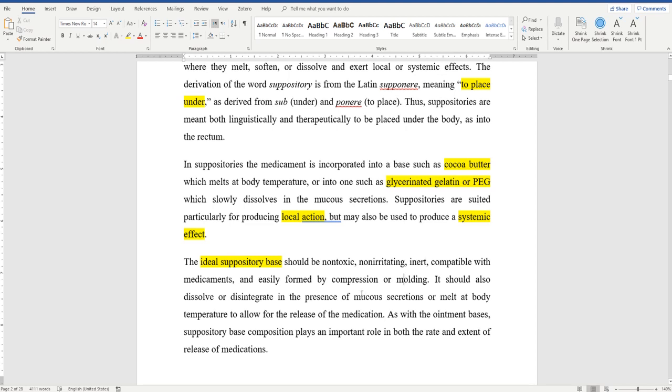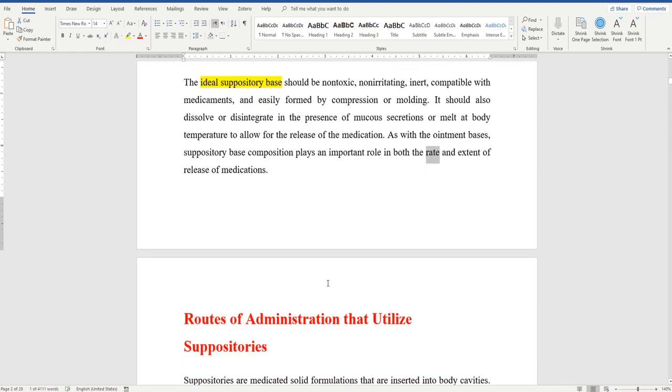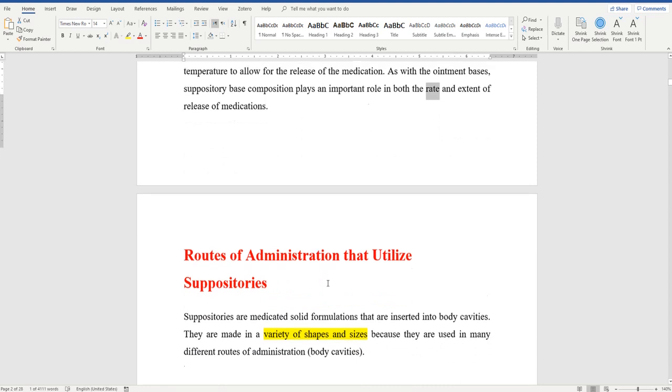Another important property of the base is that it should melt when inserted into the body orifice, or it should swell to release the drug, or it should dissolve. These are the ways by which the drug can be released, and they affect the rate and extent of drug release and therefore, if it is for systemic action, absorption.